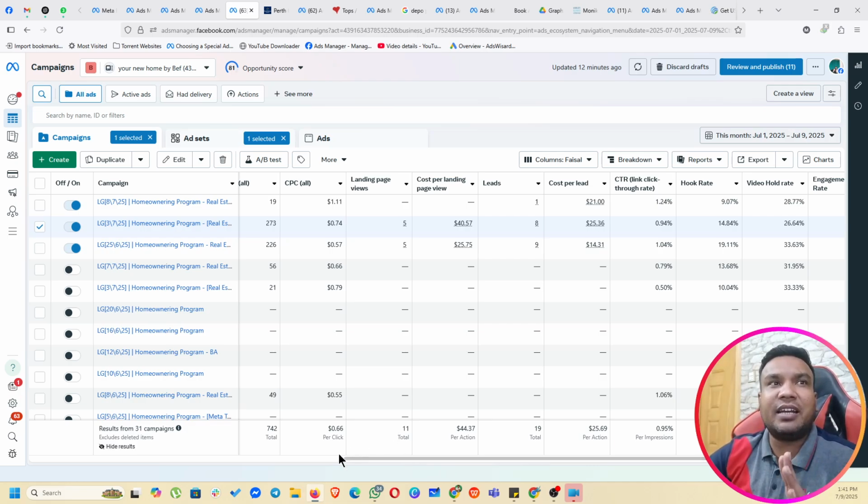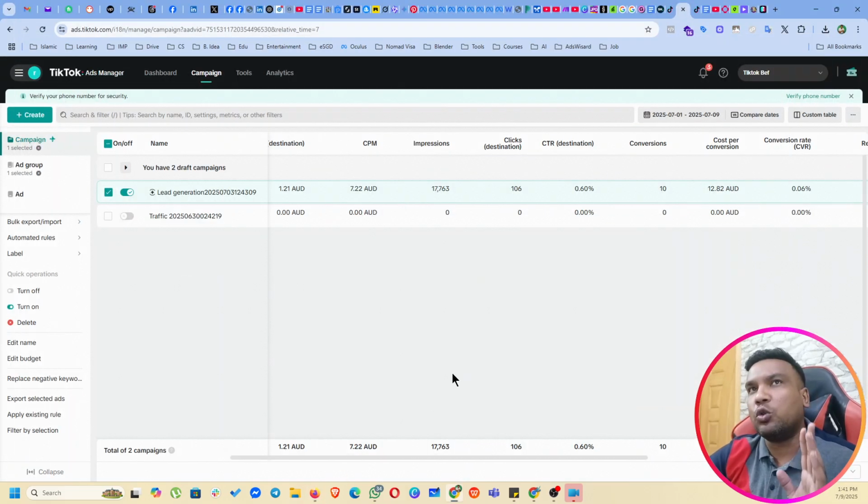So this is a clear indication that you always need to do the A/B testing, and once you find the best creatives and best platform, then you can start scaling that one and start increasing the budget on that one.